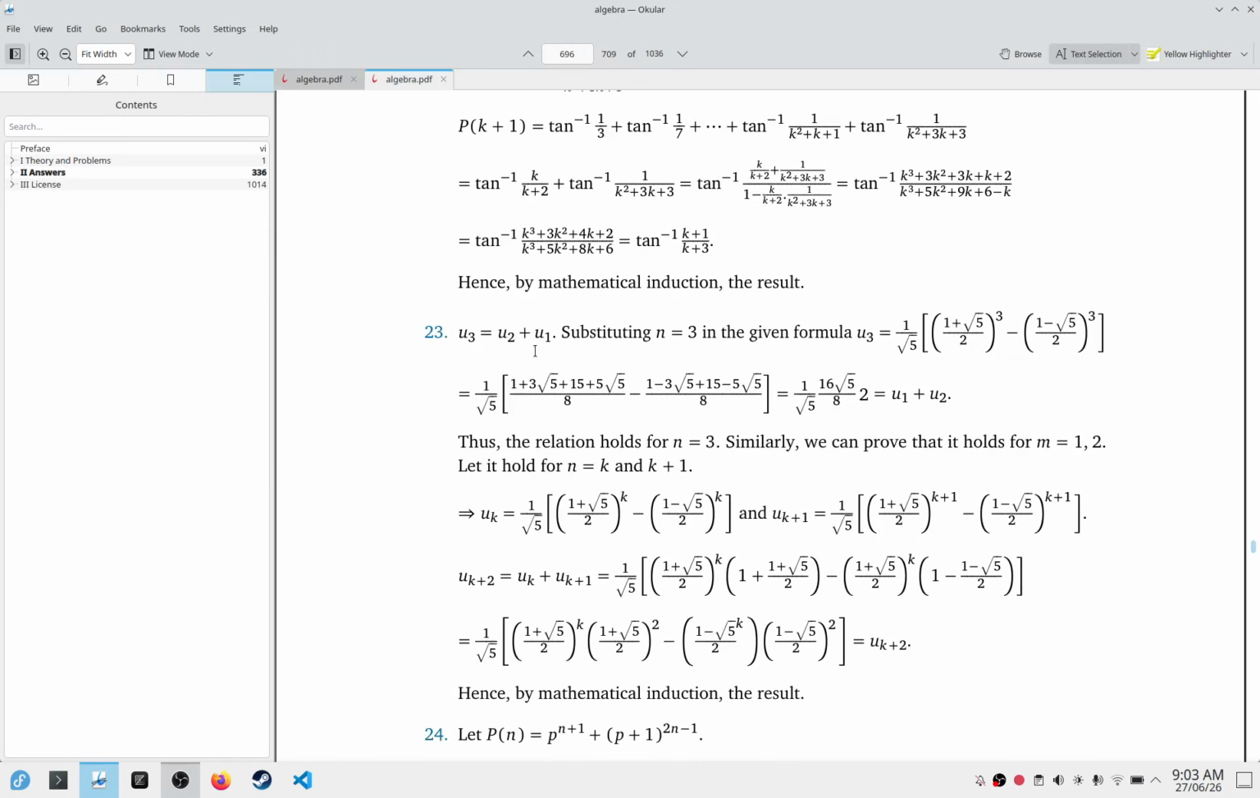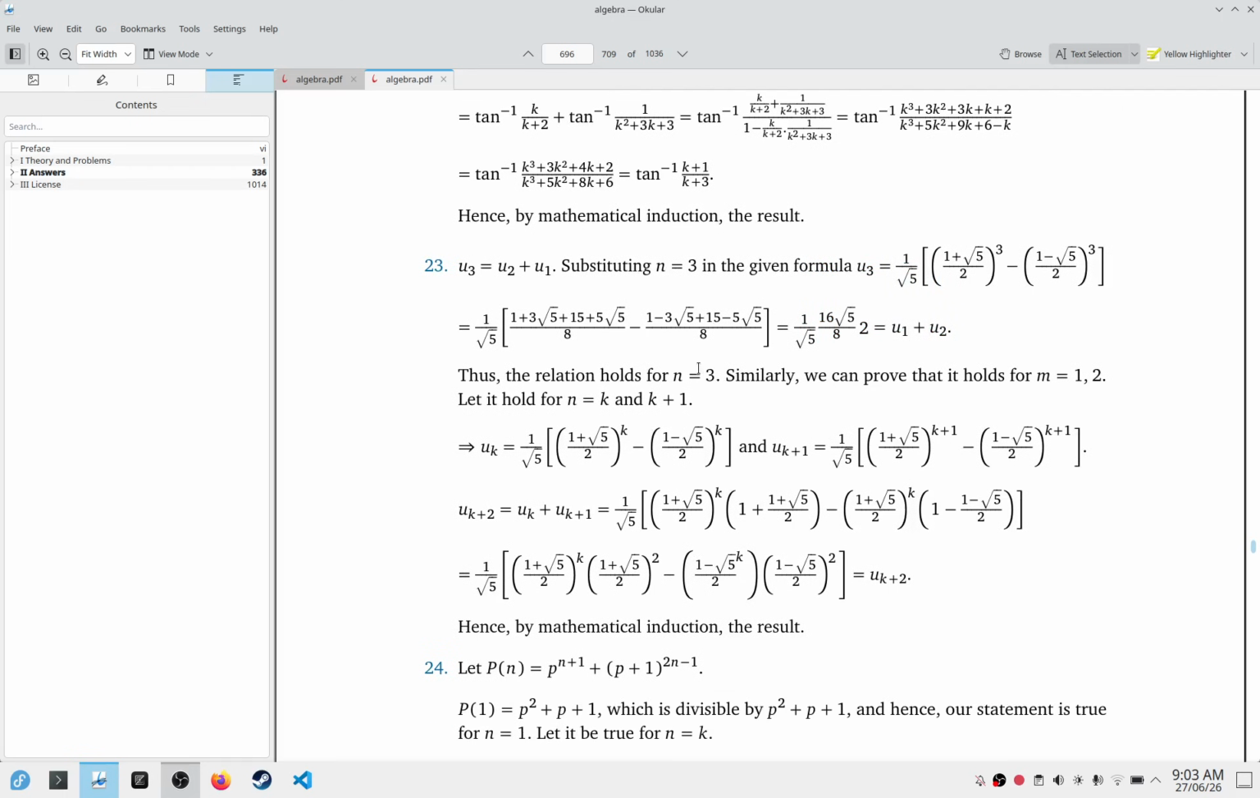So u3 is equal to u2 plus u1. We substitute n equal to 3 and we see that u3 is indeed equal to u1 plus u2. So the relation holds for n equal to 3. We can prove that it holds for n equal to 1 and 2. Let it hold for n equal to k and k plus 1.